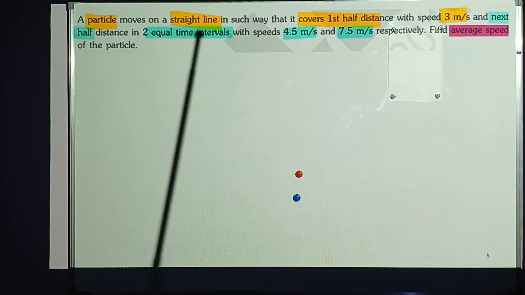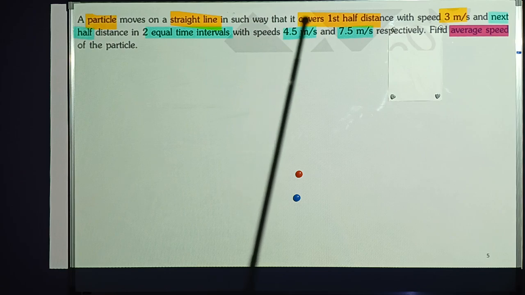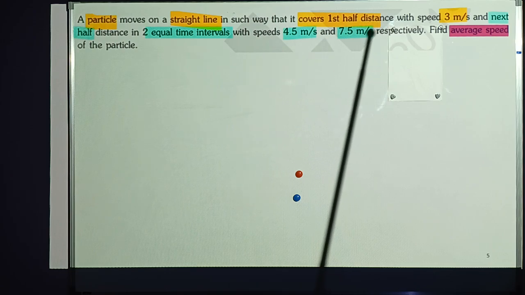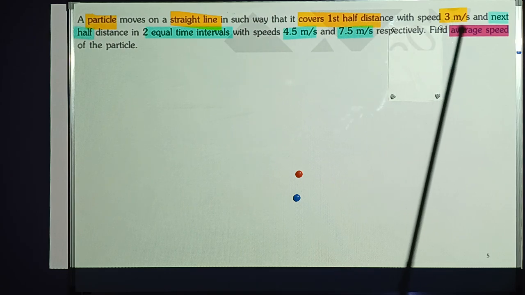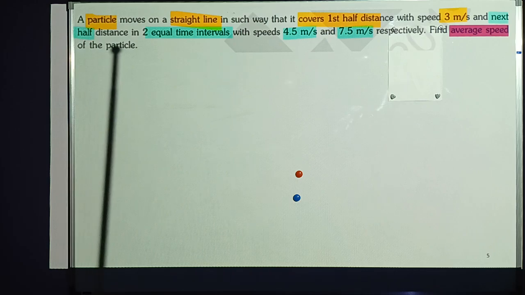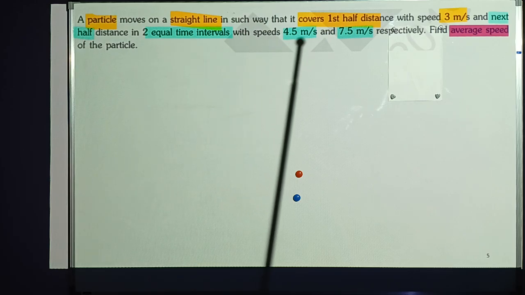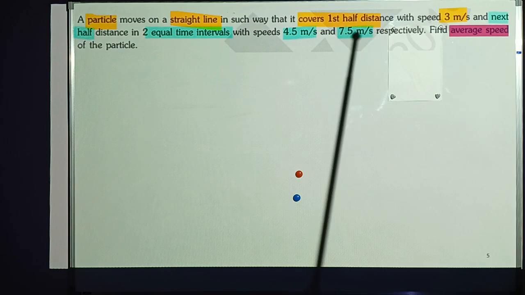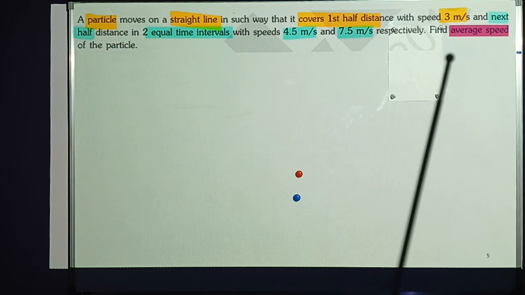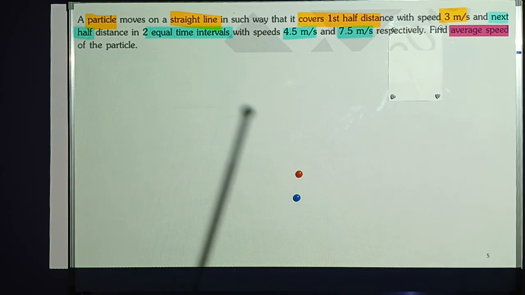A particle moves on a straight line in such a way that it covers first half distance with speed 3 meters per second and next half distance in 2 equal time intervals with speeds 4.5 meter per second and 7.5 meter per second respectively. Find average speed of the particle. You can pause and solve this question.